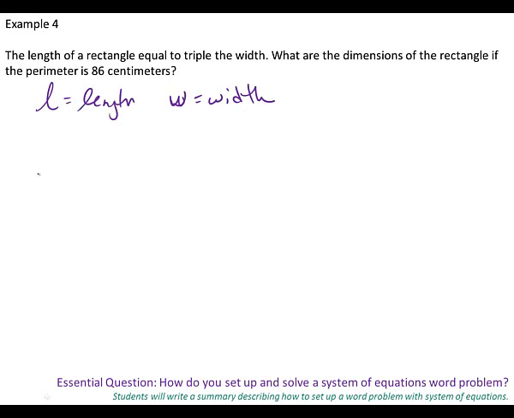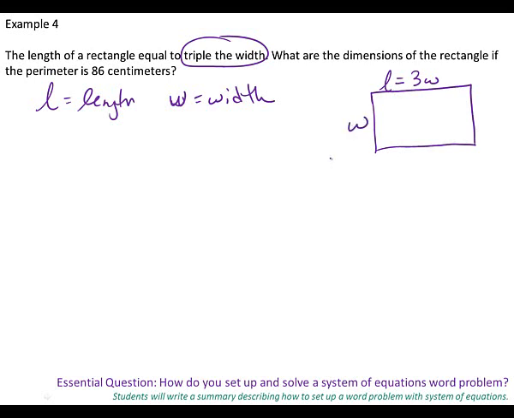Okay. What are the dimensions? So we've got the length of the rectangle is equal to triple the width. Okay, so I would personally be drawing a picture for that. So I know that the length equals triple the width. So what kind of an operation is triple the width? 3 times, right? So if the width is W, the length is 3 times the width. So that's kind of one of our equations right there, isn't it?